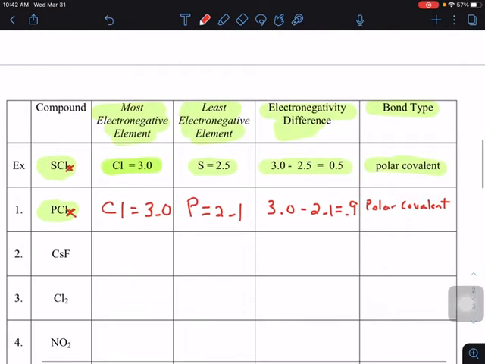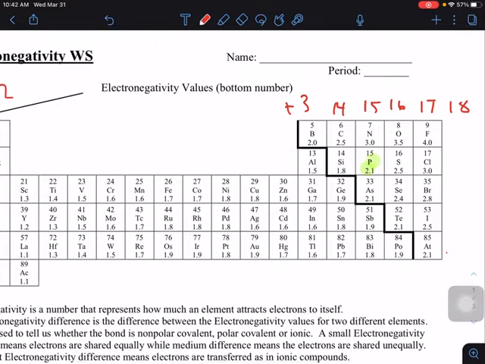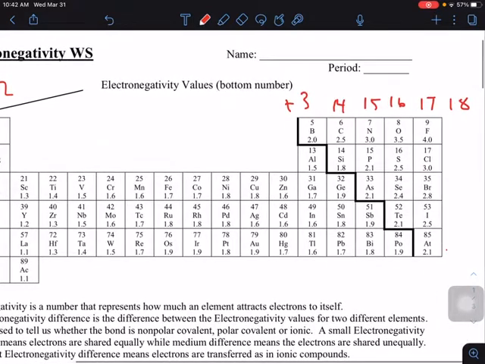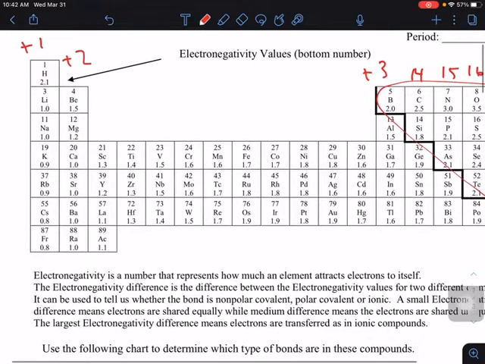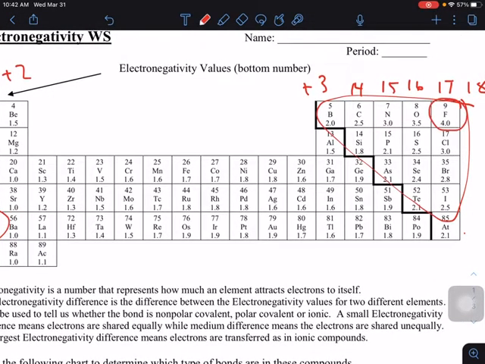Okay, the next one is cesium, Cs, and fluorine. So let's look at our numbers up here. Cesium, and fluorine. So what do we have here? Well, I always look in the upper right hand corner to see if we've got 2 nonmetals, but cesium is not there. Cesium is way down in the lower left hand corner. It's 0.8. And fluorine is way in the upper right hand corner. That's the one that has the highest electronegativity, 4.0.